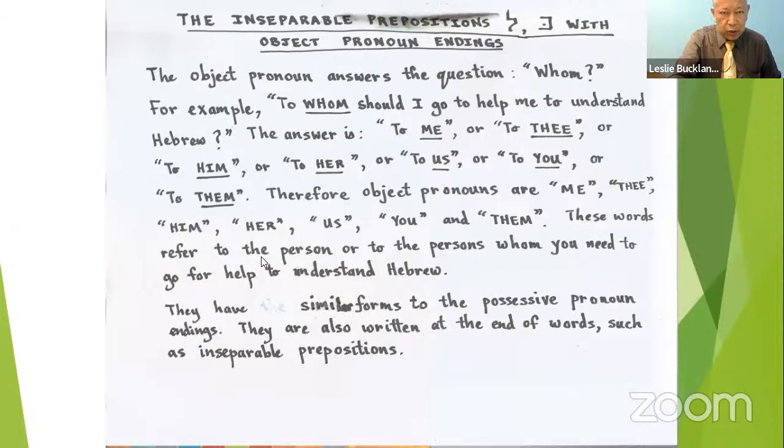These words refer to the person or persons you need to go to for help to understand Hebrew. They have similar forms to the possessive pronoun endings, not always identical, but similar. They are also written at the end of words such as inseparable prepositions. That is, they're not only written at the end of words, but also at the end of the inseparable prepositions lameth and beth, as we will see in a few minutes.